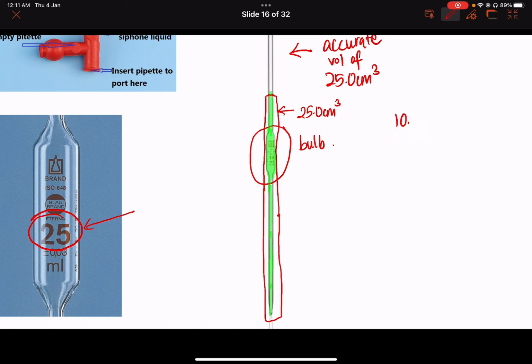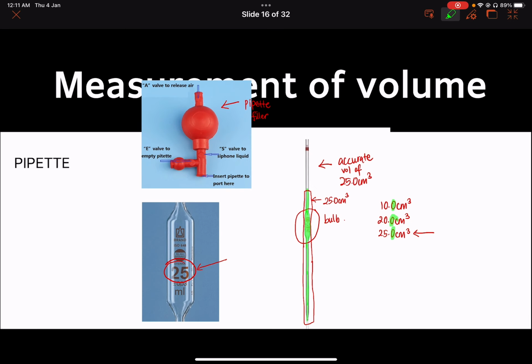They can come in volumes of 10.0 cm cube, 20 cm cube, 25.0 cm cube, or even 50, but the most common one that we use in our laboratory will be 25.0. So you need to be on high alert for this number over here. And to show that it's an accurate reading, we must reflect it through the decimal point. Okay, so that is a pipette for you.